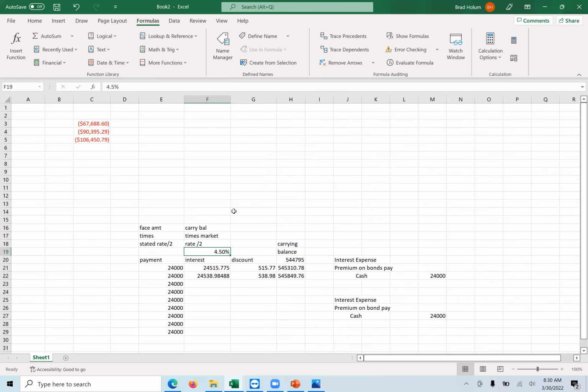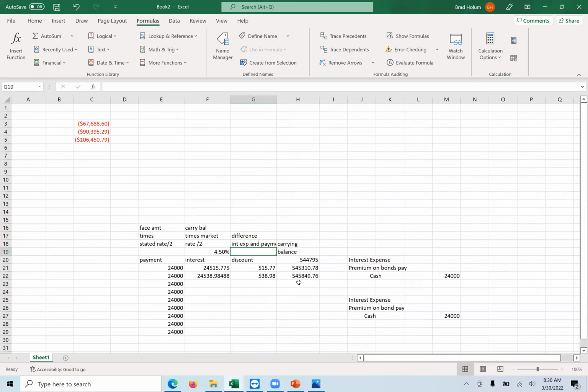The discount is going to be the difference between the interest expense and the payment. And the carrying balance continues to increase until it finally hits 600,000. Remember, the reason the bond was issued at a discount is because the market rate was greater than the stated rate.